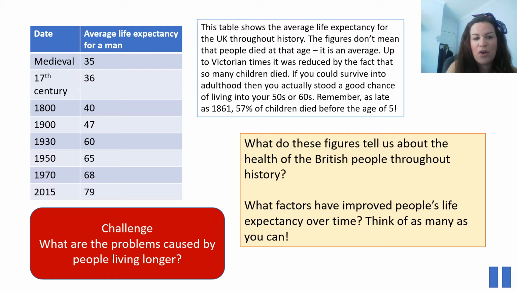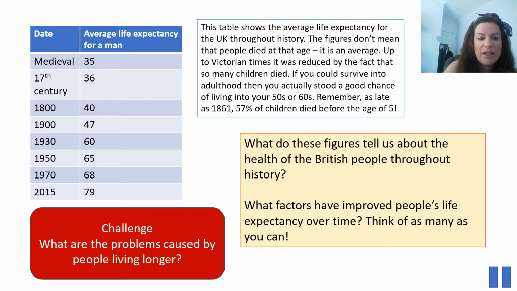So first of all, let's have a look at some figures. I've got this table which shows the average life expectancy for the UK throughout history. The figures don't mean that people died at that age, it's just obviously an average. And up into the Victorian times it was reduced by the fact that so many children died, and if you could survive into adulthood then you actually stood a good chance of living into your late 50s or 60s. And remember, as late as 1861, 57% of children were dying before the age of 5.